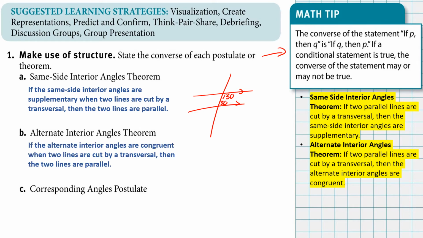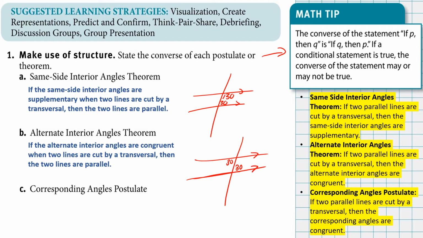If the alternate interior angles are congruent when two lines are cut by a transversal, then the two lines are parallel. Okay? So again, I can draw my two lines being cut by a transversal. And if I have this angle being, say, 30 degrees and this one's 30 degrees, if I know those two measures, and I know they're alternate interior angles, then I can say that the lines are, in fact, parallel.